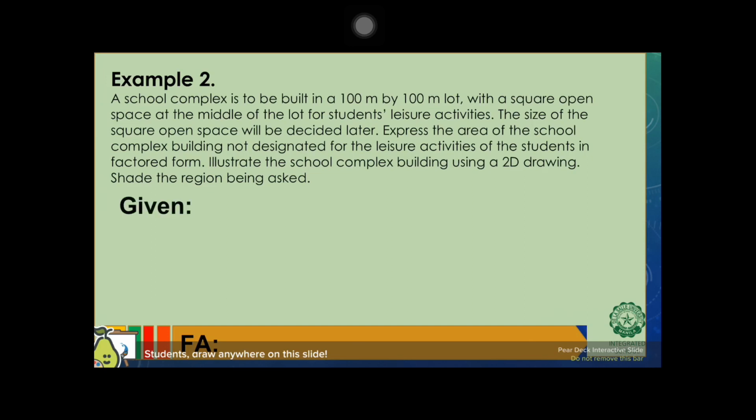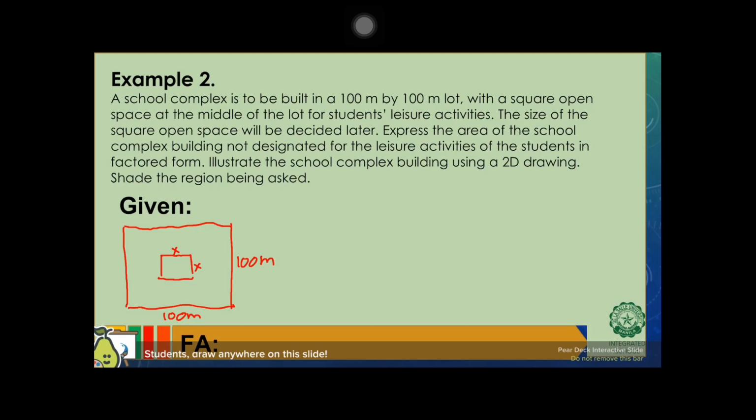For the given of this problem, we will be having a diagram of the said problem. So we start with a square open lot. Then the size of that lot is 100 meters by 100 meters. And we have an open space in the middle for students' leisure activities. The size of that square open space in the middle will still be determined. So we say that the dimensions of that open space are x by x.